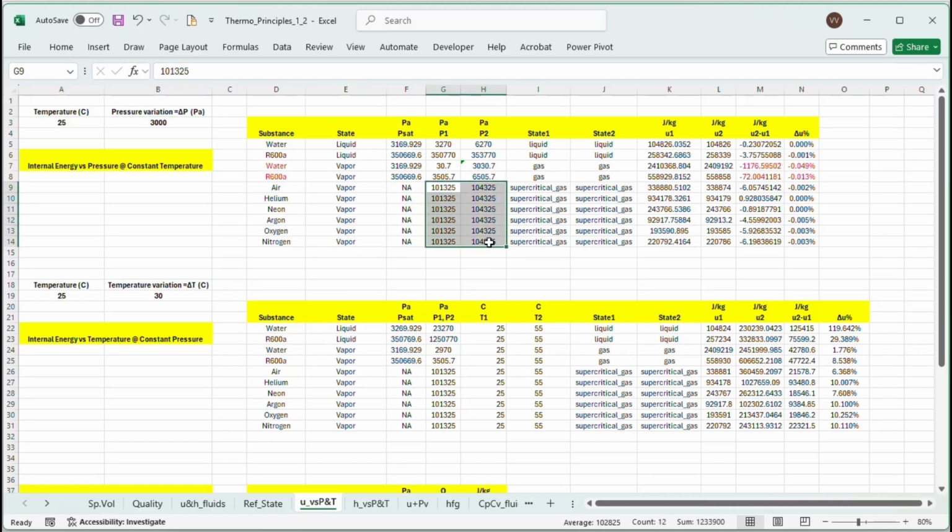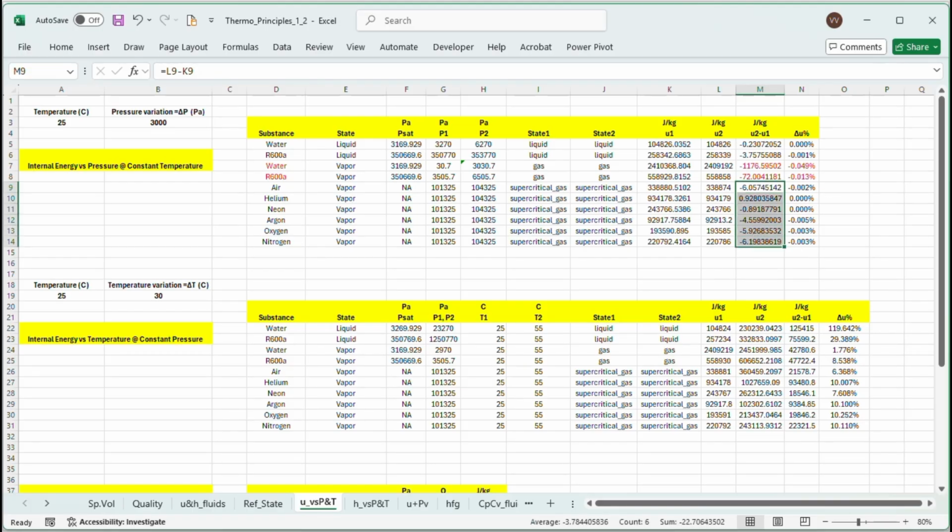So when you do this, you're calculating U1 for P1 and U2 for P2 without changing temperature. If you look at the equations here, the temperature is 25 degrees C, converted into Kelvin. Pressure is in G9, so in column G for U1. For the same equation, the pressure is in column H, okay? So you get two different U's, and when you look at the change, it is very minimal.